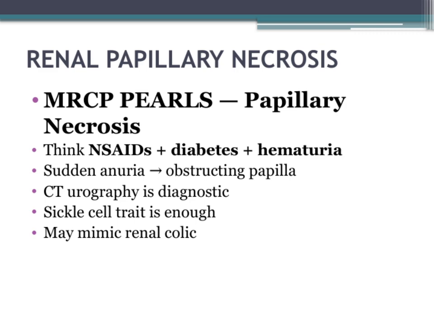If the patient suddenly develops anuria, it's often due to an obstructing papilla, which blocks urine flow completely. In such cases, a CT urography is the diagnostic tool of choice because it provides detailed imaging of the renal collecting system and can identify the location and cause of the obstruction. Another important point is that sickle cell trait alone can be enough to cause papillary necrosis. The sickled cells can occlude the small vessels in the papillae, leading to ischemia and necrosis.